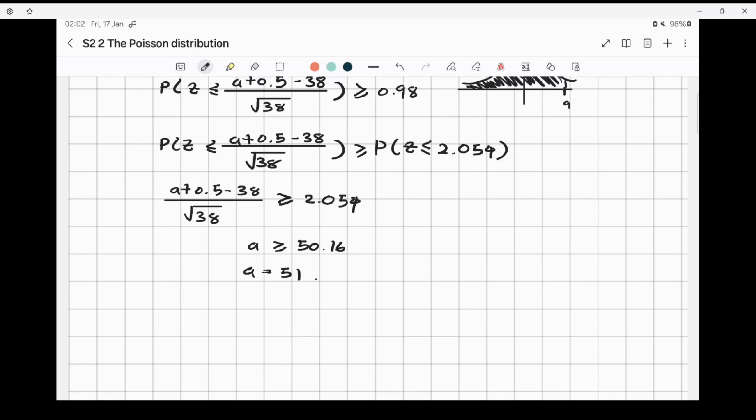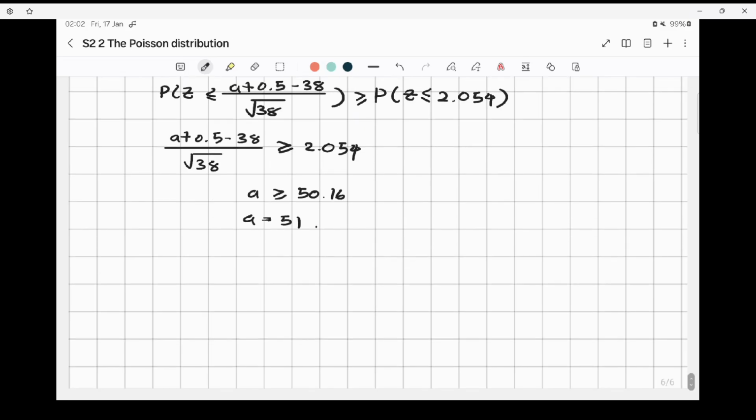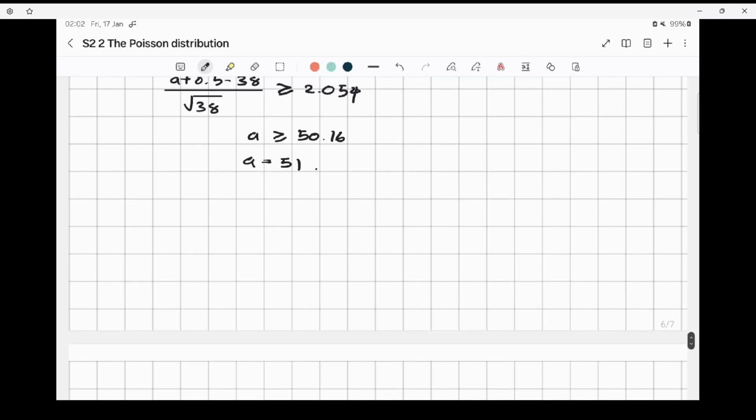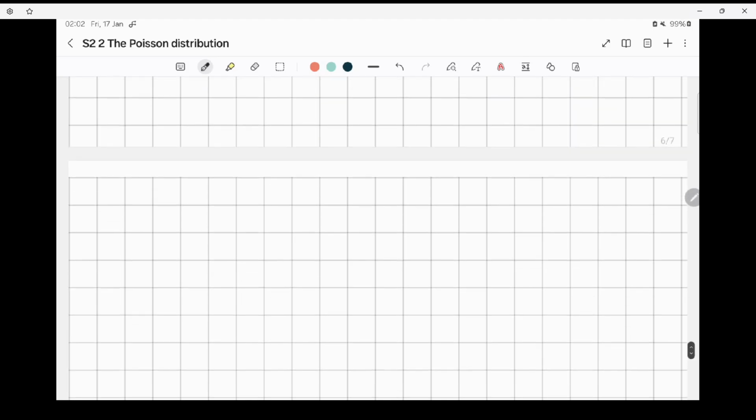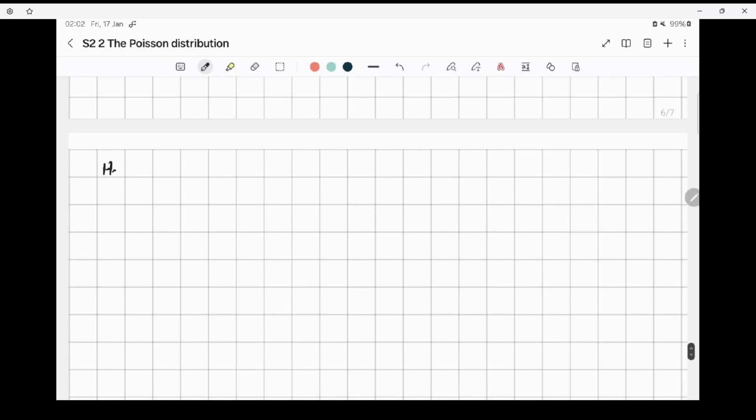Okay. So the last one, which is on hypothesis testing. So the last section of this chapter is on hypothesis. Let's use the new page. Hypothesis testing with Poisson distribution.